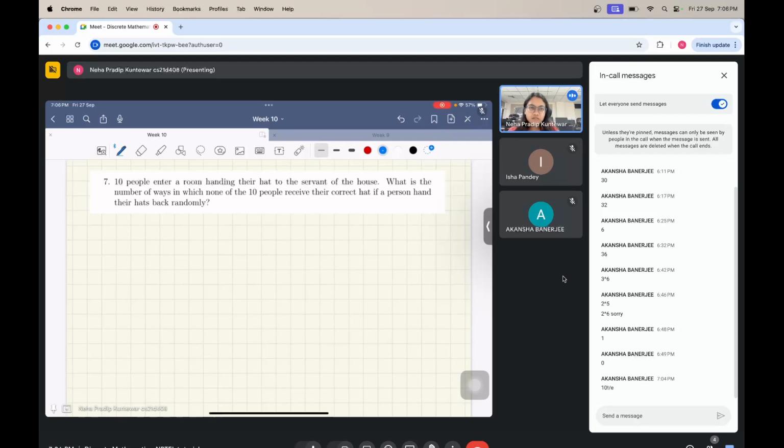So let's simplify the question like we always do. Let's remove all the constraints and ask. There are 10 people and they are wearing hats, and there are 10 of them, and what they do is they give their hats to this servant. So now they don't have any hats, and the servant has these hats h1, h2, and so on up to h10.